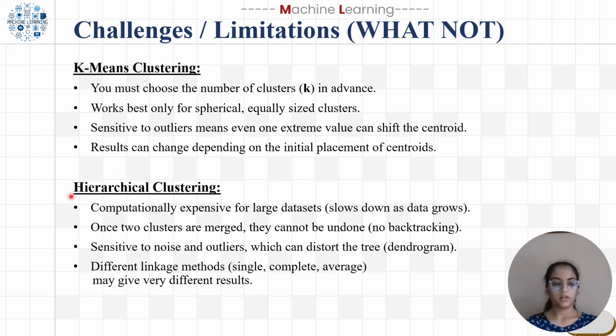Second, we have hierarchical clustering. Its limitations are that it is computationally expensive for large data sets, that is, it slows down as data grows. After that, once two clusters are merged, they cannot be undone, that is, no backtracking. So backtracking is not possible in hierarchical clustering. After that, it is sensitive to noise and outliers, which can distort the dendrogram. After that, different linkage methods, that is single, complete, and average, may give very different results. So the result may vary based on the different kinds of linkage methods.